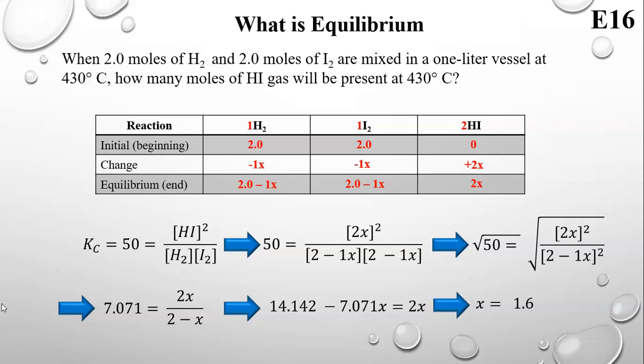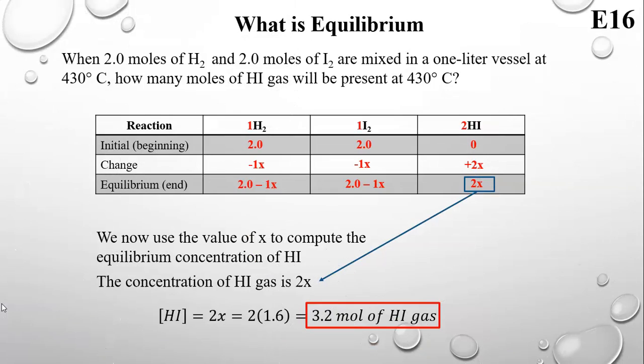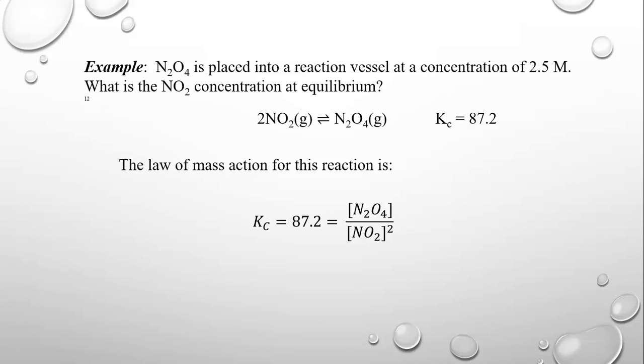Okay, so what does that mean? It means that if you go up to the equilibrium line and plug 1.6 in wherever you see x up there on the equilibrium line, that will tell you the concentration of each of those reactants and products. So we now use the value of x to compute the equilibrium concentration of HI. Concentration of HI is 2x, and we now know that x equals 1.6, so 2 times 1.6 equals 3.2 moles of HI gas. And notice you could also use that 1.6 value for x to figure out the concentrations of H2 and I2.